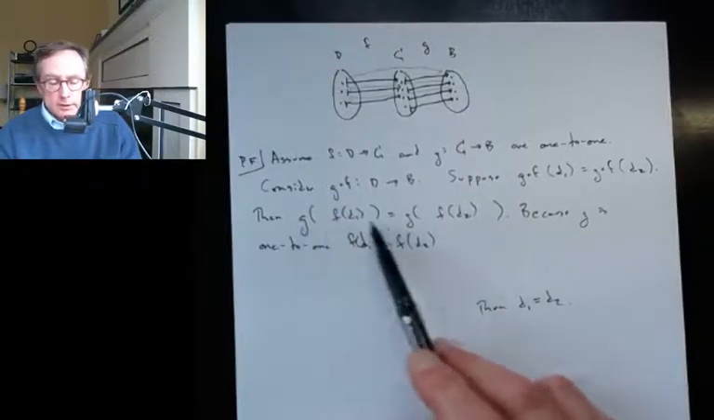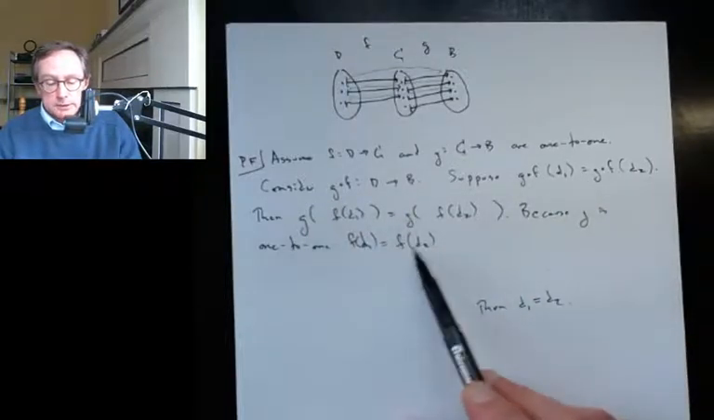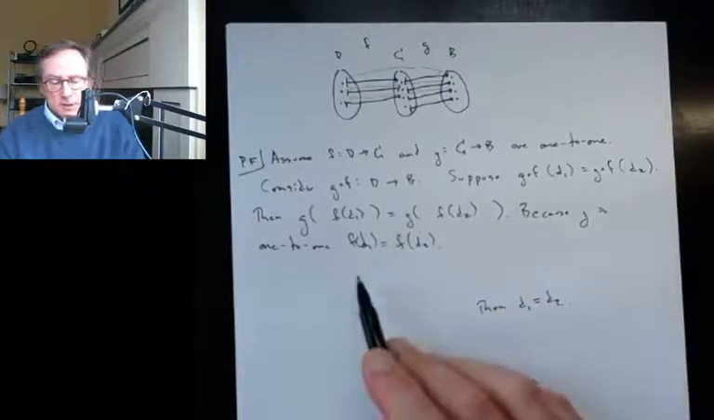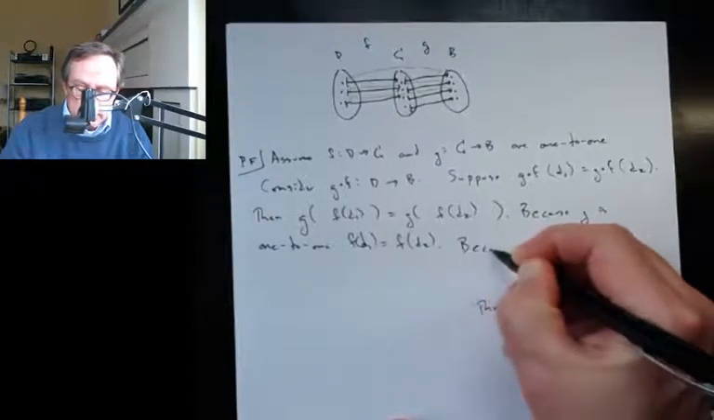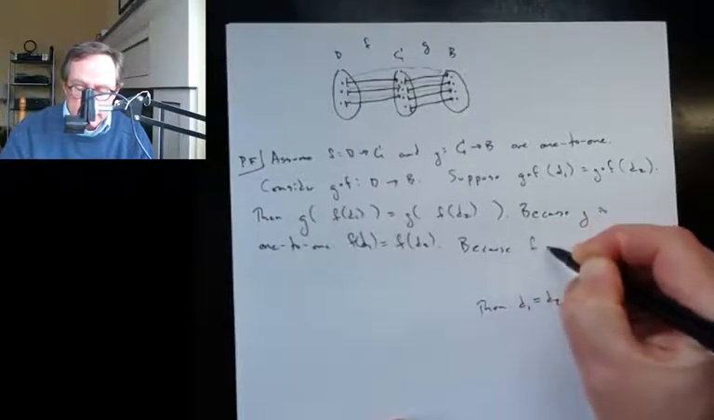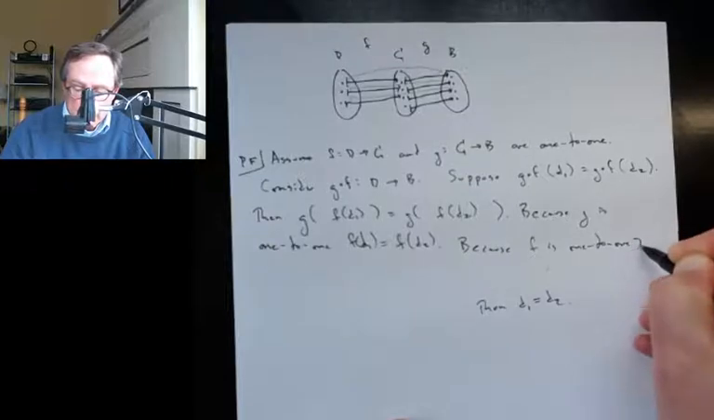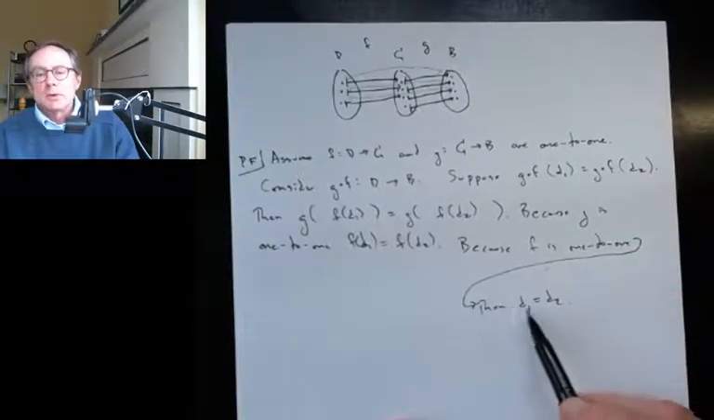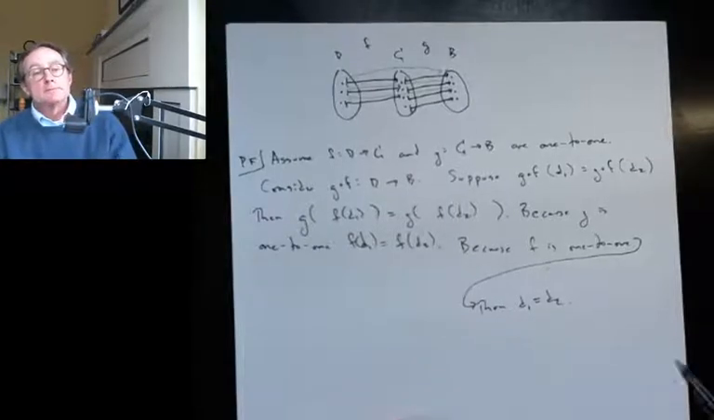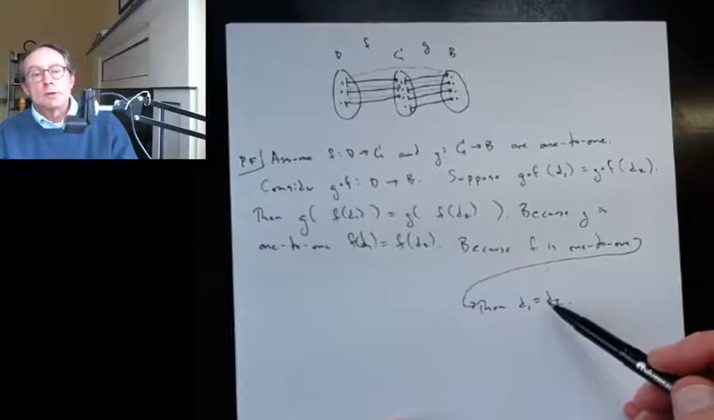Okay, so the same output, it says right there, same output, so the inputs must be the same. And now a person sees, well, but that's true for f also. Sure it is. Because f is one-to-one, we conclude that d1 equals d2, and we're done. So the composition of one-to-one functions is one-to-one.